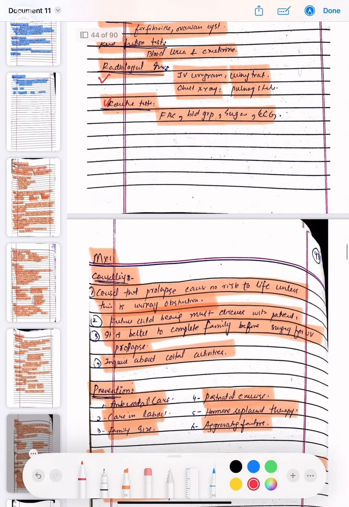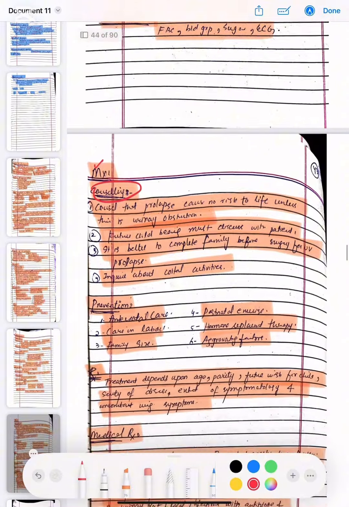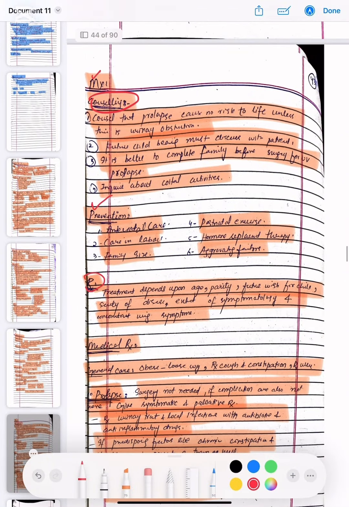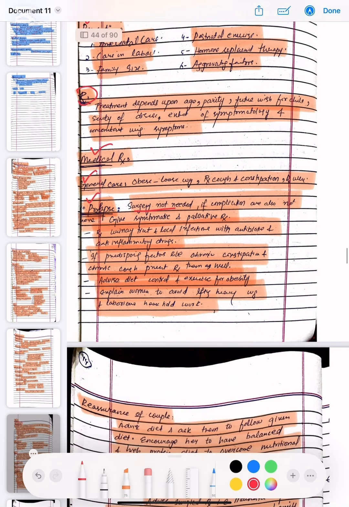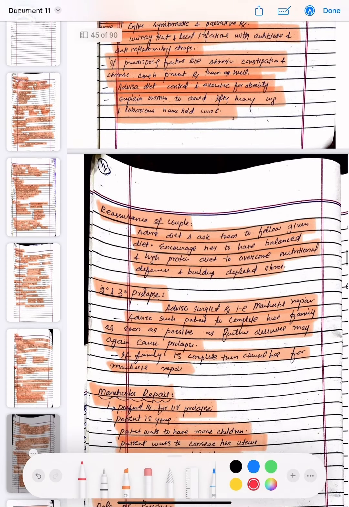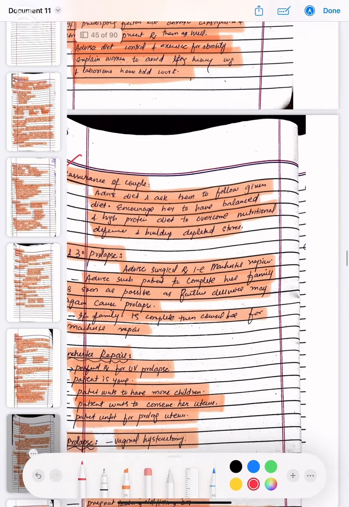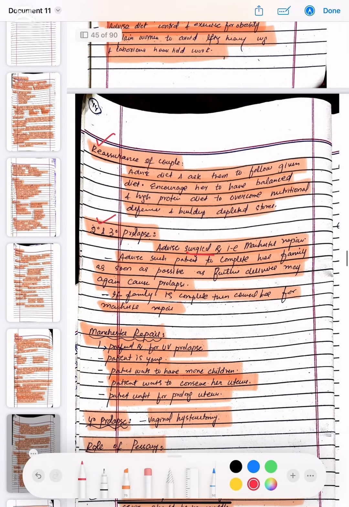Then we have the management options, the first one is counseling, and then prevention. The treatment is specific for each degree. The medical treatment is general care, and for first degree prolapse surgery is not needed, and reassurance of the couple is done. Then for second degree and third degree prolapse, surgical treatment is advised, and Manchester repair is done.